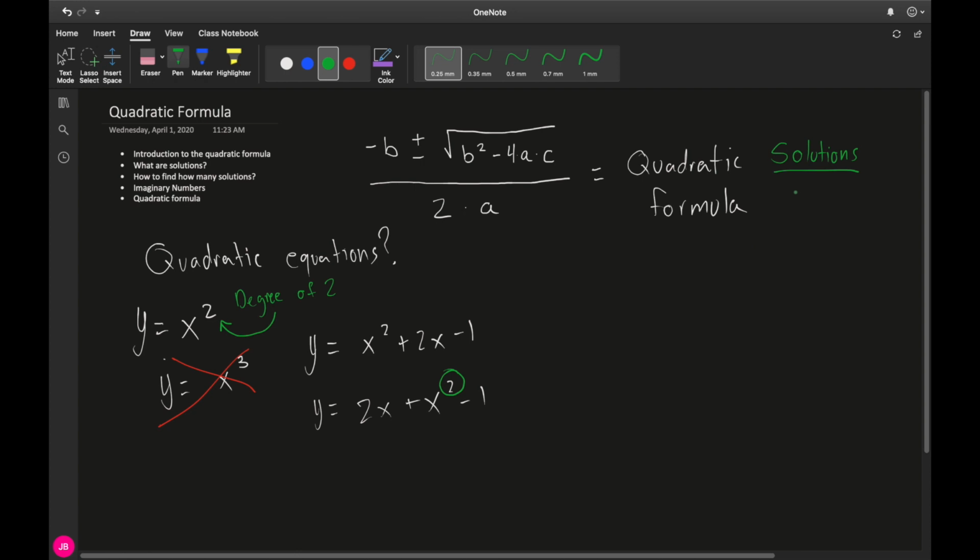So what are solutions of quadratic functions or quadratic equations? Solutions are the x values that would make a quadratic equation equal to 0.